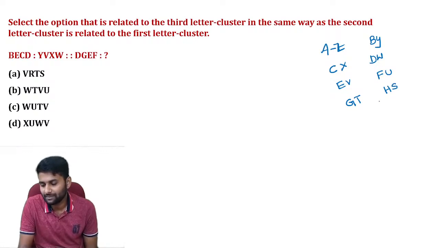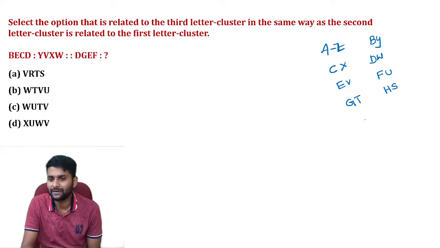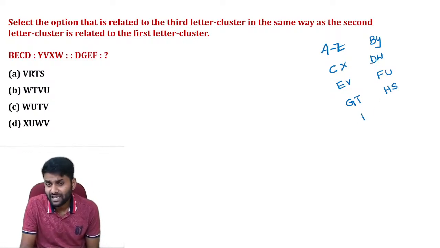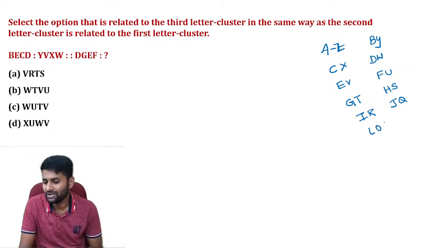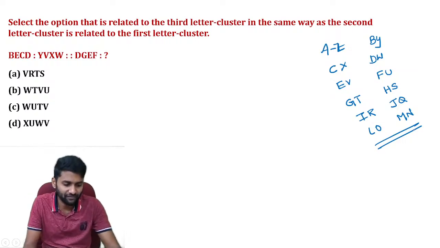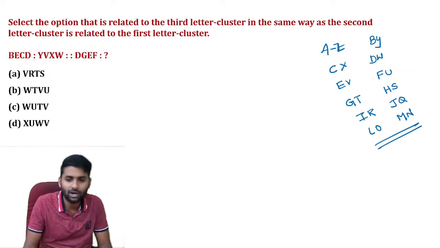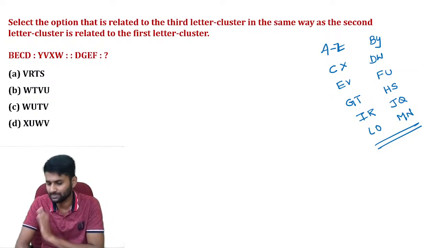Hyderabad and Sikandrabad, HS is an opposite pair. Indira Gandhi, Rajiv Gandhi, IR is an opposite pair. Jack and Queen, JQ is an opposite pair. Elbow, love, is an opposite pair. Man, MN is an opposite pair. With the help of different names, try to remember all the alphabetical opposite pairs.